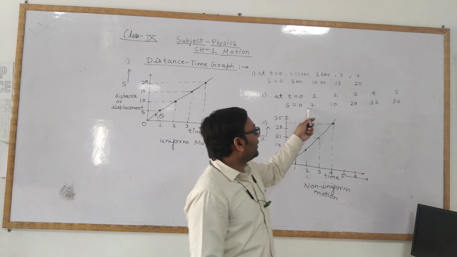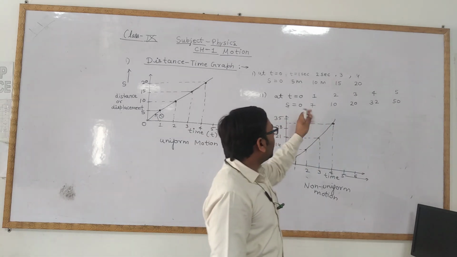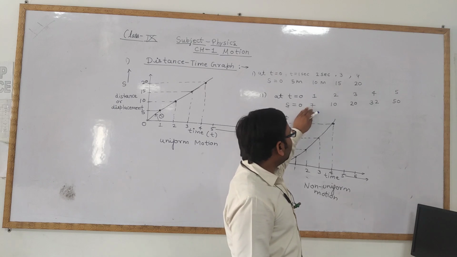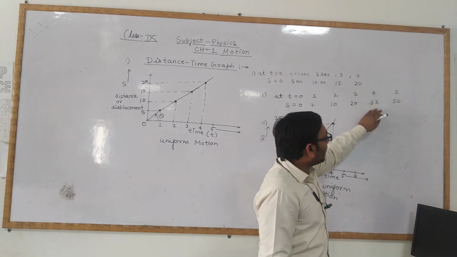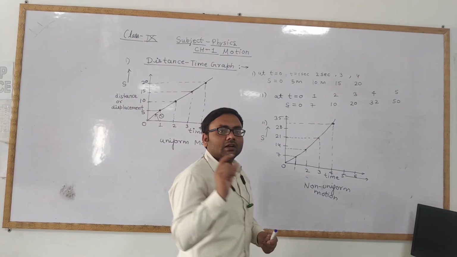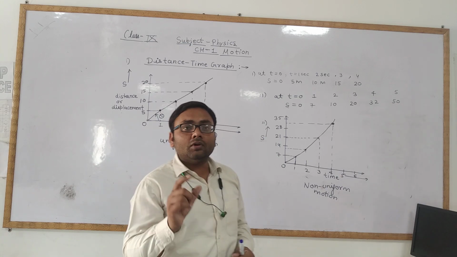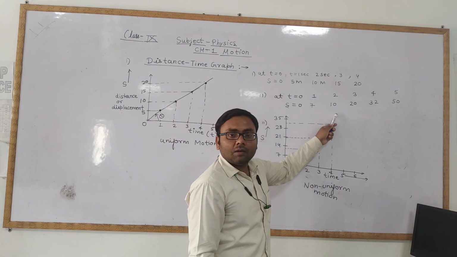because you can see here the distance in each second is increasing. In the first second it was suppose 7, in the next second it becomes 10, in the next second it becomes 12, in the next second it becomes 18. It means in each second the distance or displacement traveled by the body is increasing. That's why we are getting this curve which is rising upward.